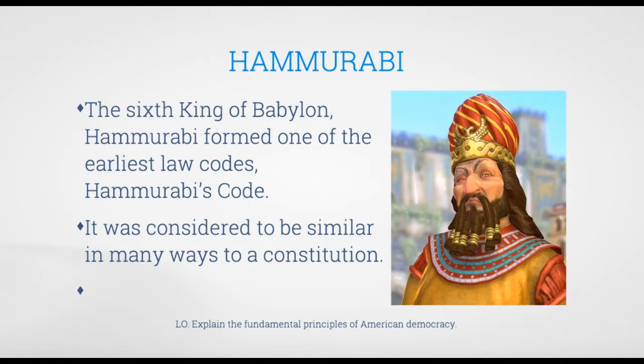Hammurabi. The sixth king of Babylon, Hammurabi, formed one of the earliest law codes, Hammurabi's Code. It is considered to be similar in many ways to a constitution. Now, Hammurabi ruled over Babylon, which is basically the area of Baghdad in ancient Mesopotamia, where Iraq is located.